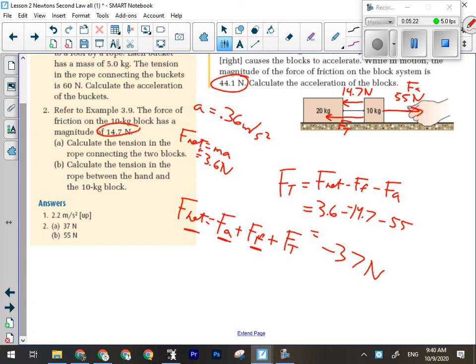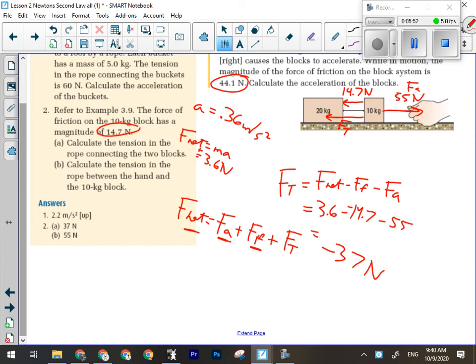The reason they didn't put negative on it is because in the truest sense, a tensional force, that's a force in a rope, actually acts in both directions. The reason I put the negative on it is because from the perspective of the 10 kilogram box, that force is backwards. But if I'm just looking at tension, there's 37 newtons worth of tension in that string. It actually pulls equally both directions. All right, so that's solving it using the 10 kilogram box.